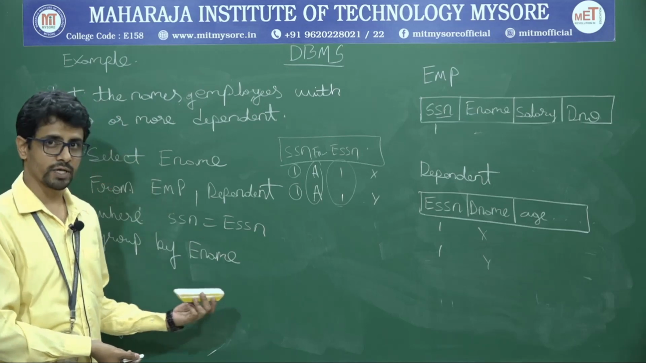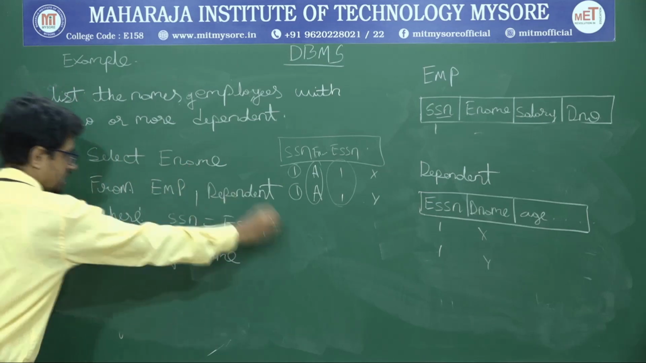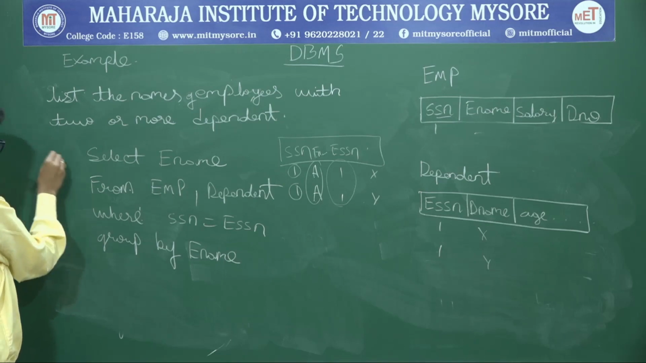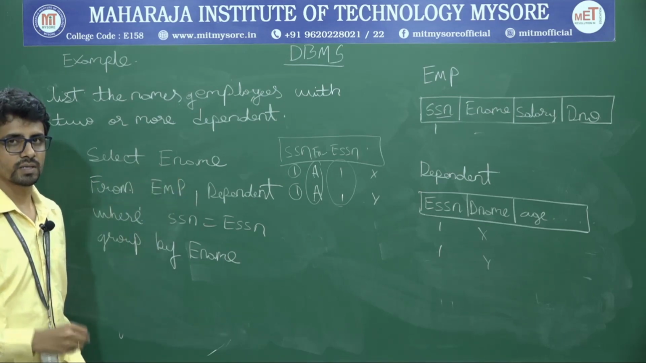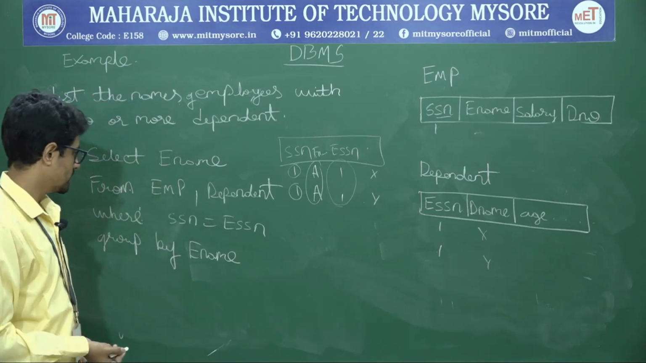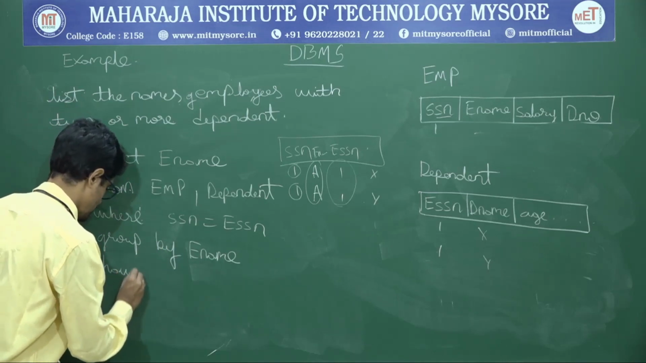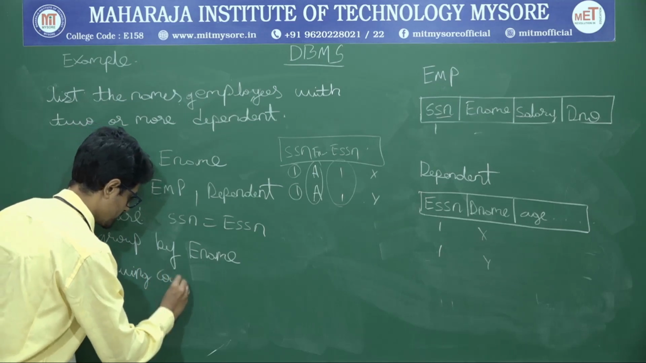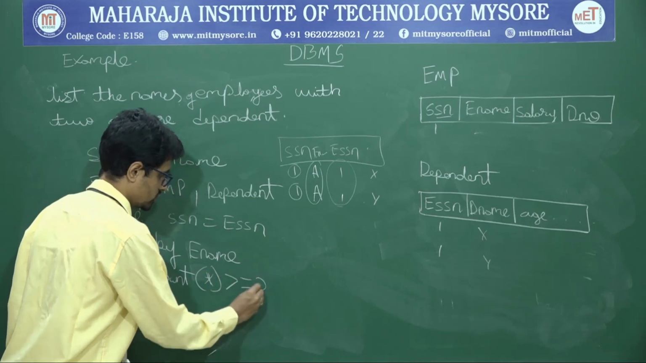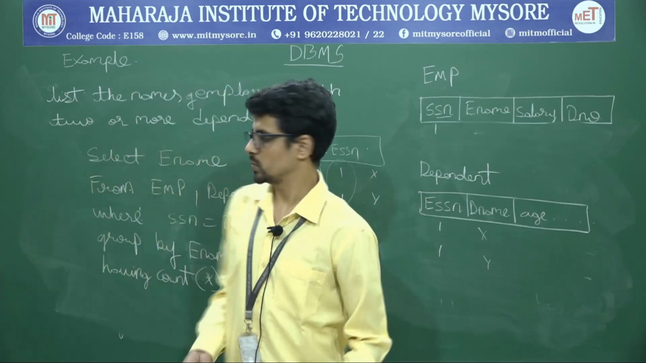If you want to group by SSN only, you can do one thing: group by SSN, then select SSN, okay? Then put this as an inner query. In the outer query, select ename from employee where SSN in this one. You can write a nested query there in that case. It's not required actually. So group by ename having count star greater than or equal to 2. Very important, because they have asked for 2 or more, so greater than or equal to 2.